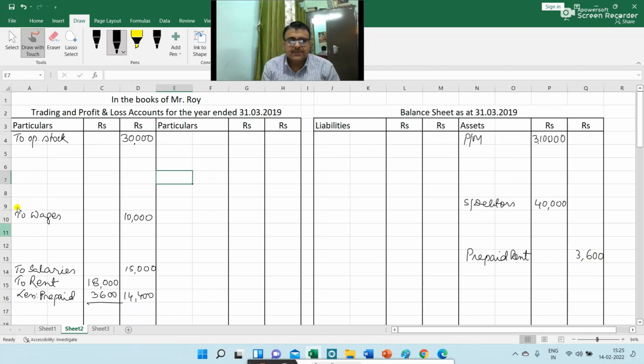Next is purchase. So here I am writing to purchase 1,50,000. In the trading account I am writing purchase 1,50,000 in the inner column. Next is return inward. Return inward means sales return. So in the trading account I am writing here by sales. I don't know the figure here. I am not writing the amount of sales, but simply I am writing less return inward. And what is the amount of sales return? This is 10,000, which is given in the trial balance.